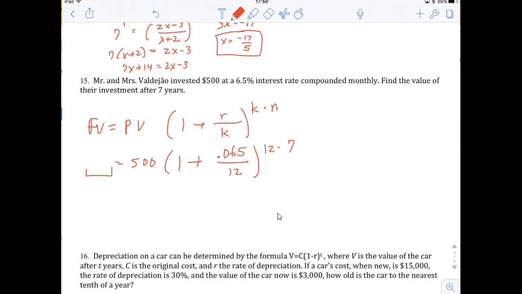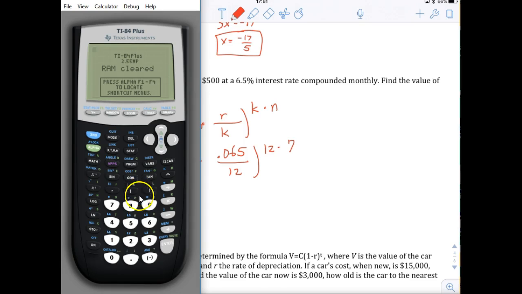So here I just need to simplify this and do the calculation. So it's going to be 500 times, and then I can do the rest of this in the calculator. So I would have 500 times 1 plus, and then I'm going to make a fractional expression with 0.065 on top and 12 on the bottom. So I go to math, number, and then n divided by d.